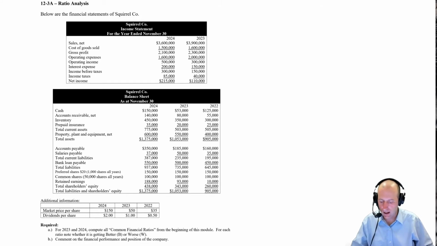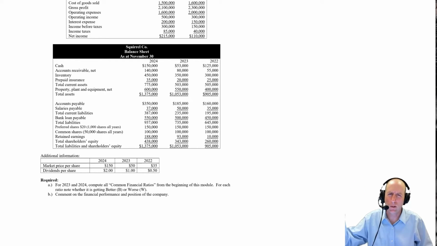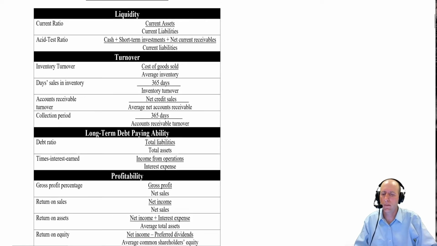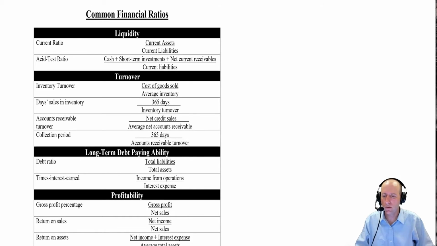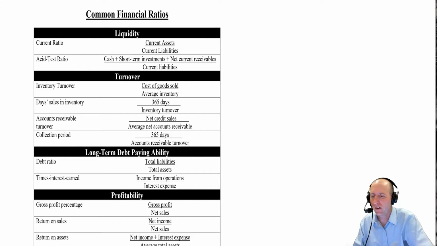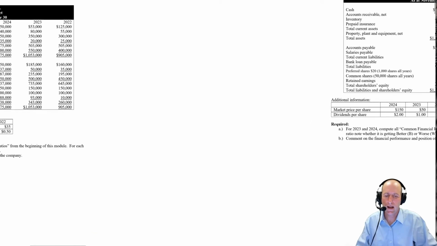So we've got our set of financial statements, some additional information, and it says for 2023 and 2024, this is required: compute all common financial ratios from the beginning of this module. If you flip to the beginning of the module in your accounting workbook, you'll see this page, common financial ratios, and we're just going to compute all of them. This will give you a good feel for, one, computing the ratio, and two, deriving some meaning from it. What does it mean? So let's begin. I'm going to take this in chunks. We'll do the liquidity ratios first, the current ratio and the acid test ratio.